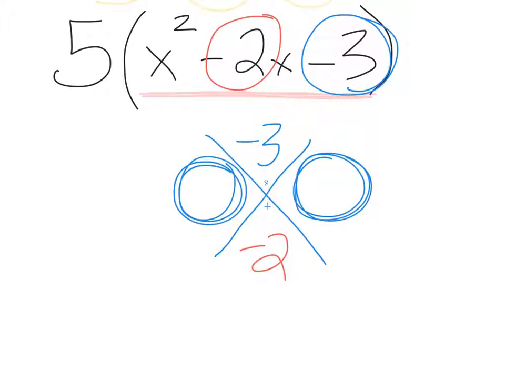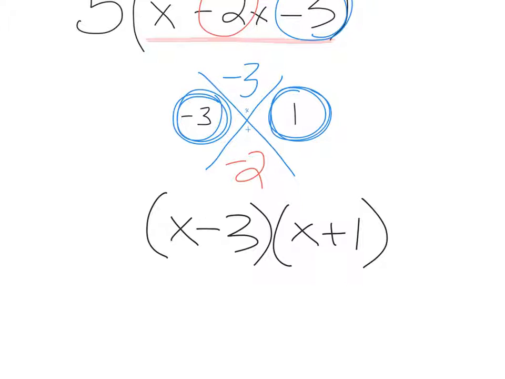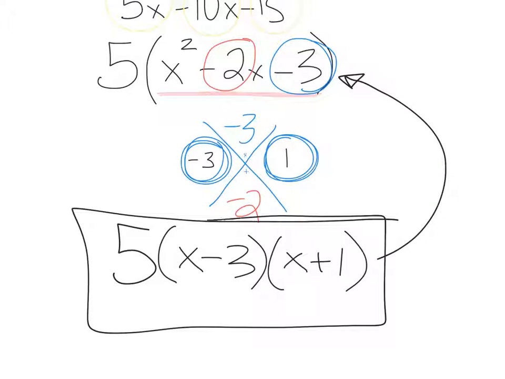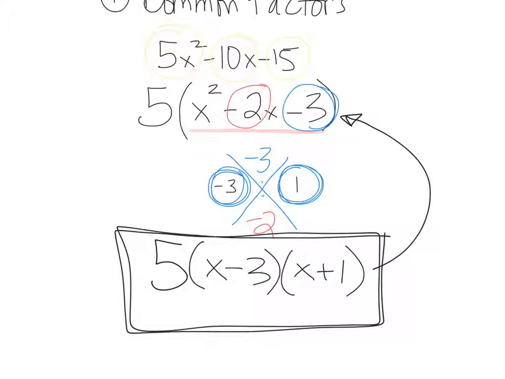And hopefully you're realizing that those numbers are -3 and +1. So -3 times 1 is -3, and -3 plus 1 is -2. So these numbers become your factors. x minus 3 and x plus 1 are now the 2 multipliers that give us this quadratic. And of course we still have the 5 in front as our common factor. So this would be the complete factorization of 5x squared minus 10x minus 15.